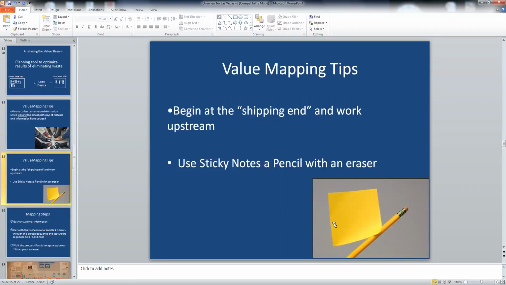Okay, the other thing you want to bring with you is a pencil and yellow stickies, because essentially what we're going to do is use pencil and yellow stickies, because as we learn each step in the process and then we put it up on a value stream mapping sheet, we're going to want to be able to make some changes as we learn more about things.